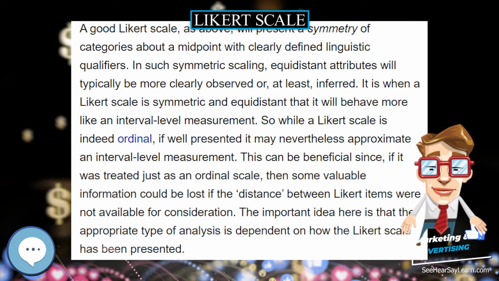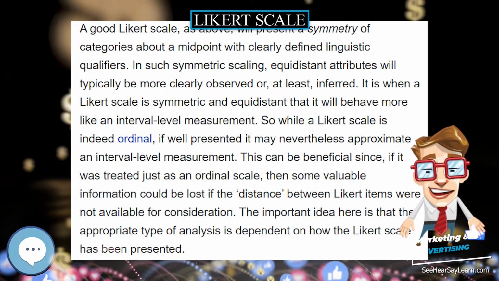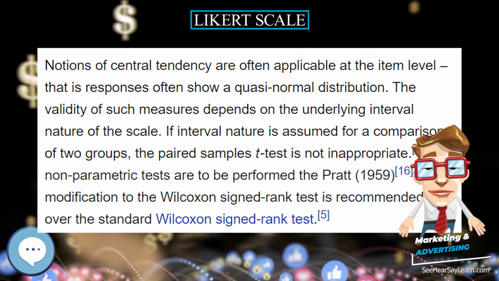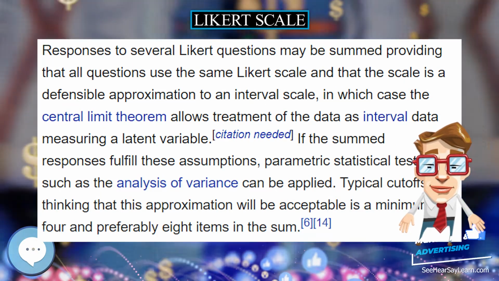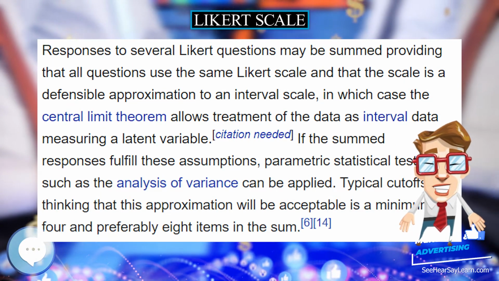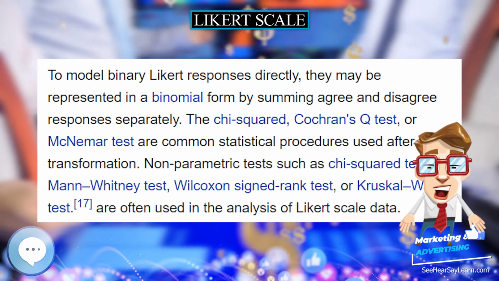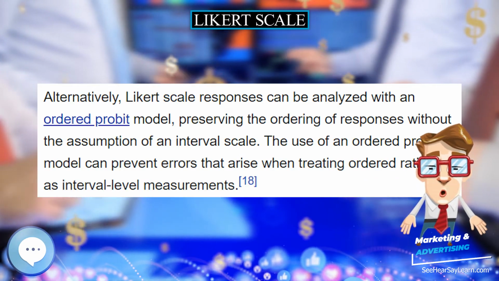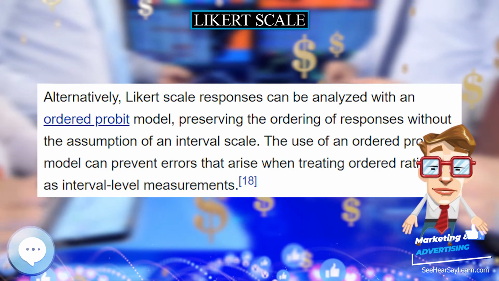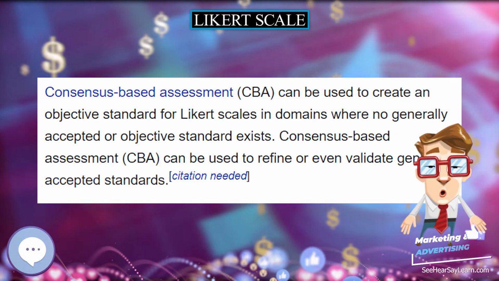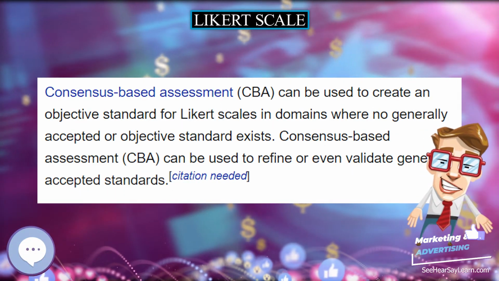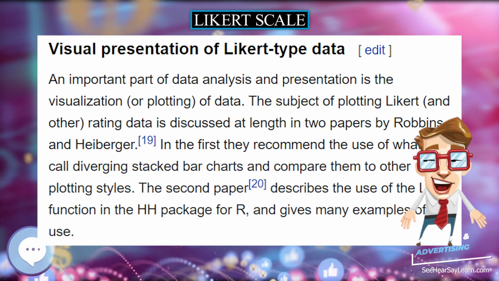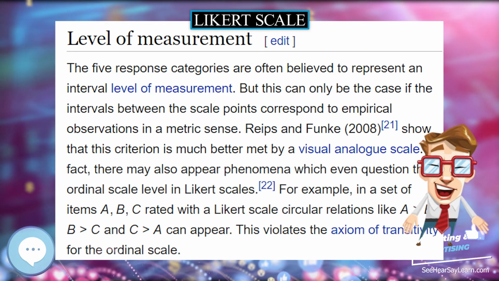On the other hand, even if a researcher presents what he or she believes are equidistant categories, it may not be interpreted as such by the respondent. A good Likert scale, as above, will present a symmetry of categories about a midpoint with clearly defined linguistic qualifiers. In such symmetric scaling, equidistant attributes will typically be more clearly observed or, at least, inferred. It is when a Likert scale is symmetric and equidistant that it will behave more like an interval-level measurement. So while a Likert scale is indeed ordinal, if well presented it may nevertheless approximate an interval-level measurement.